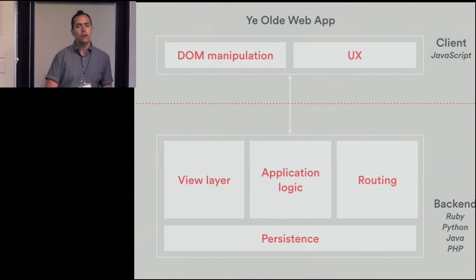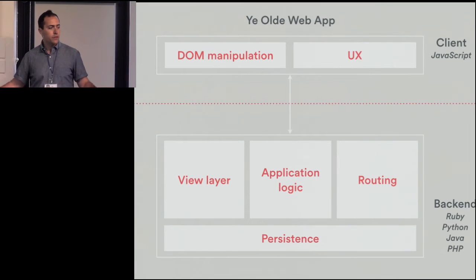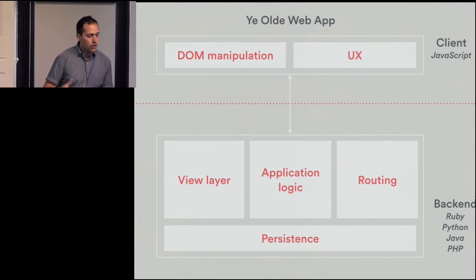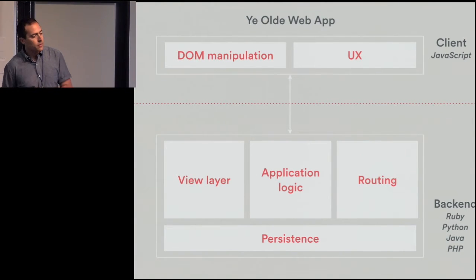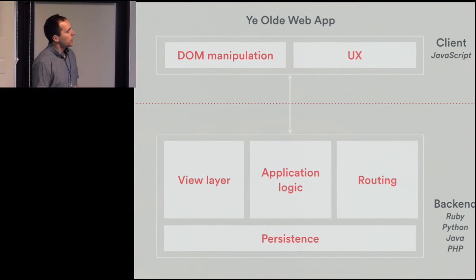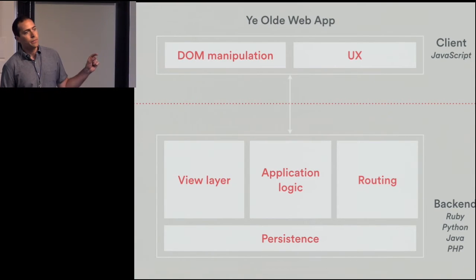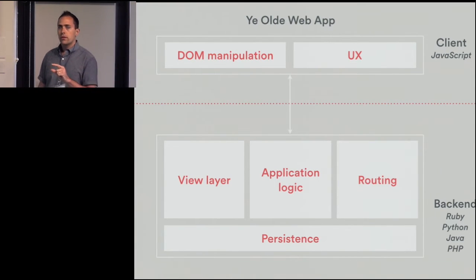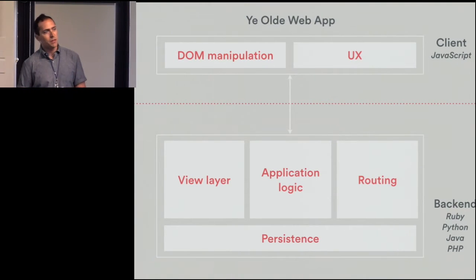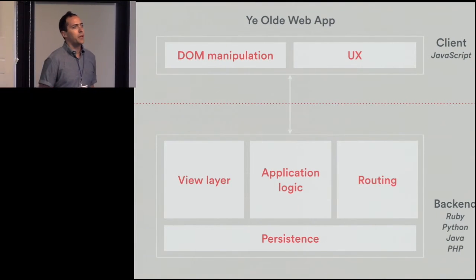would have the bulk of your application. So your view layer, which is rendering HTML, your application logic, your models, your routing, and a persistence layer, which is responsible for talking with the database and doing all that stuff. And then the client was really thin. The web browser had a little bit of JavaScript in it for DOM manipulation, maybe a date picker or a lightbox or a slideshow, a little bit of user experience related things, but nothing meaty.